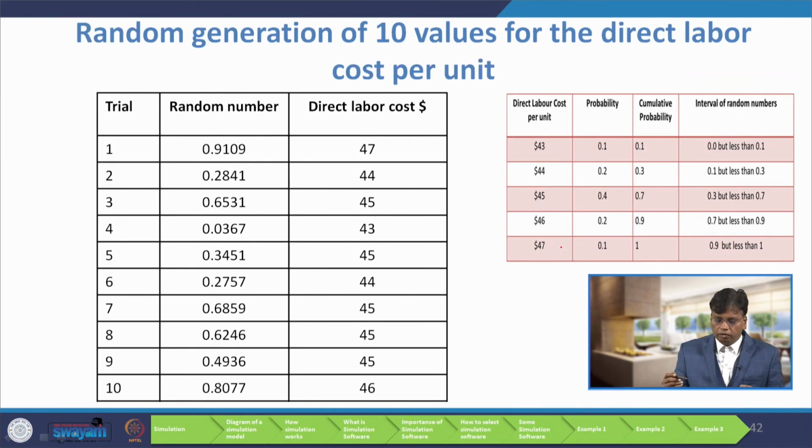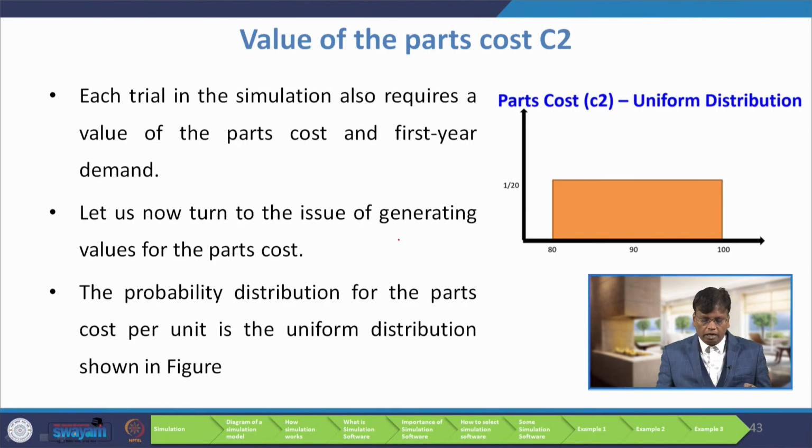For example, you see I have generated the random number 0.91. Where does 0.91 occur? What is the corresponding direct labor cost? This is 47. For example, here 0.03 falls in the first interval, so the corresponding labor cost is 43. Like this, I generate a random number and then get the direct labor cost.